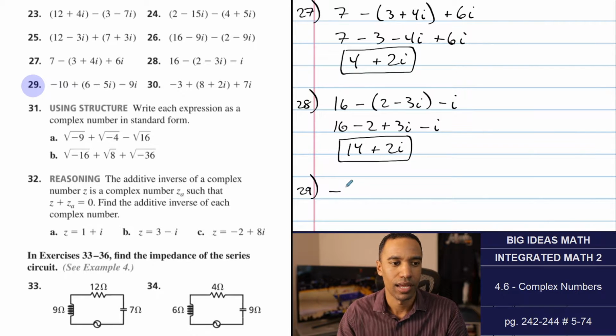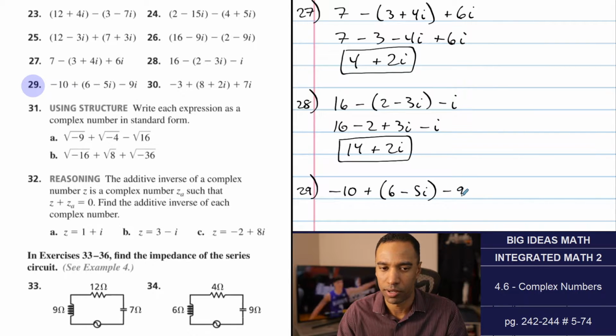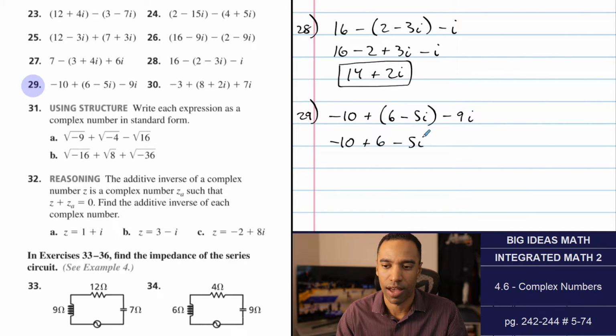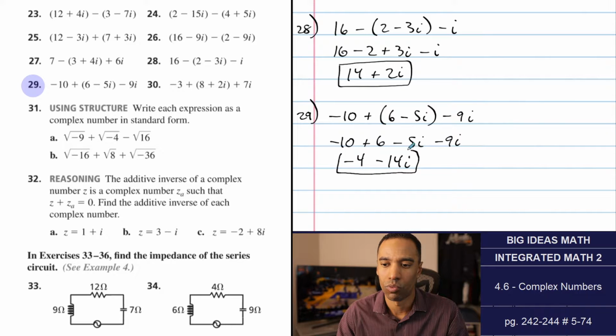Number 29, negative 10 plus 6 minus 5i. I'd say the quantity, but it's also just the whole complex number. Minus 9i. Adding this means no change in sign, so negative 10 plus 6 minus 5i, and then minus 9i. Negative 10 plus 6 is negative 4. Negative 5i minus 9i is negative 14i.